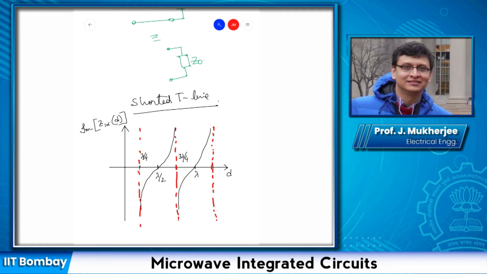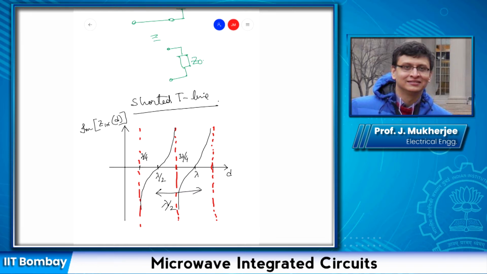Okay, so if we plot the imaginary value of the Zin with respect to D, this is what we get. As we can see, and as I said, the input impedance will be periodic with respect to lambda by 2. You see, for every lambda by 2, the value repeats itself.